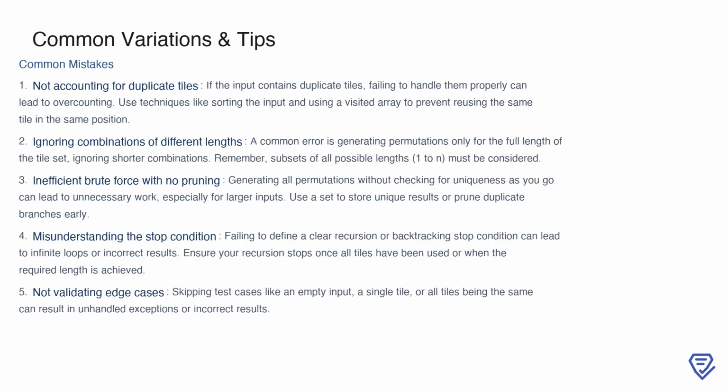Inefficient brute force solutions are also a common pitfall. If you generate all permutations without checking for uniqueness as you go, you might waste a lot of time, especially on larger inputs. Using a set to store unique results or pruning duplicate branches early can make your solution far more efficient. A clear stop condition is also critical. If your recursion or backtracking doesn't have a well-defined stopping point, like when all tiles are used or the required length is achieved, you could enter infinite loops or get incorrect results. Finally, don't overlook edge cases. Inputs like an empty string, a single tile, or a set of identical tiles can expose flaws in your solution if you don't handle them properly.